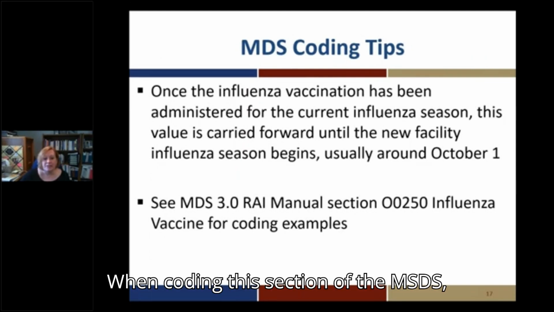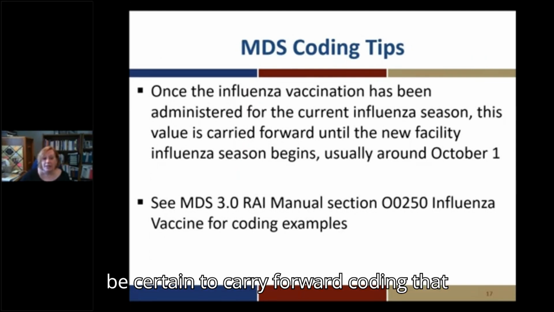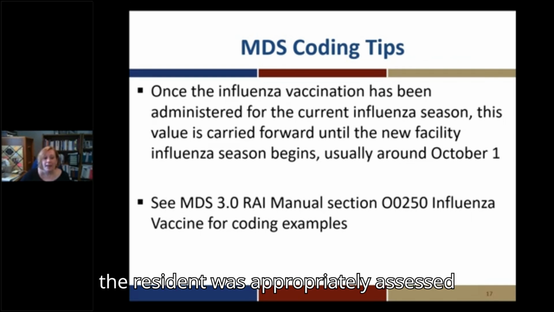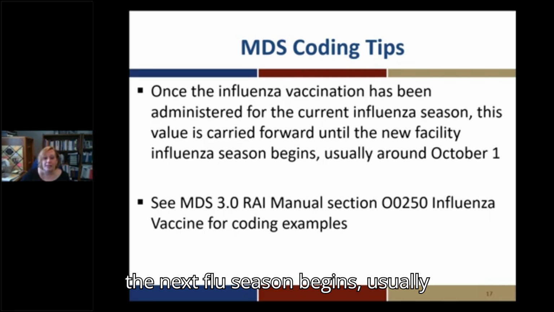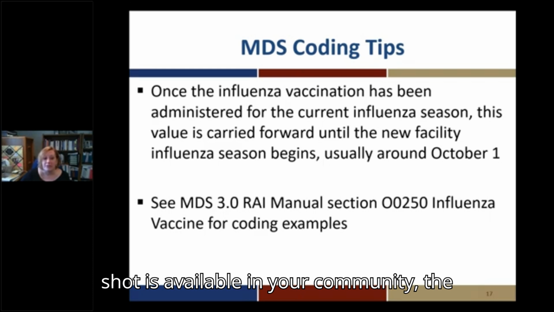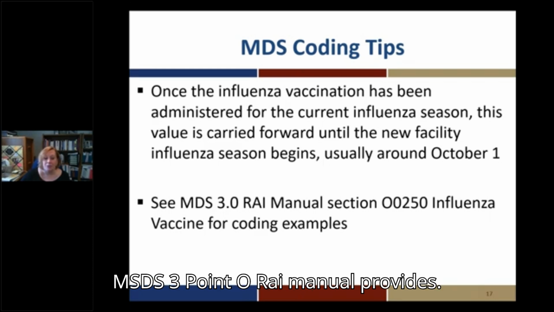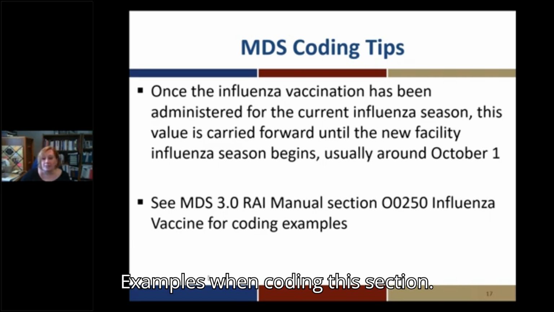When coding this section of the MDS, be certain to carry forward coding that the resident was appropriately assessed and given the influenza vaccination until the next flu season begins, usually around October 1st, or when the flu shot is available in your community. The MDS 3.0 RAI manual provides examples when coding this section.